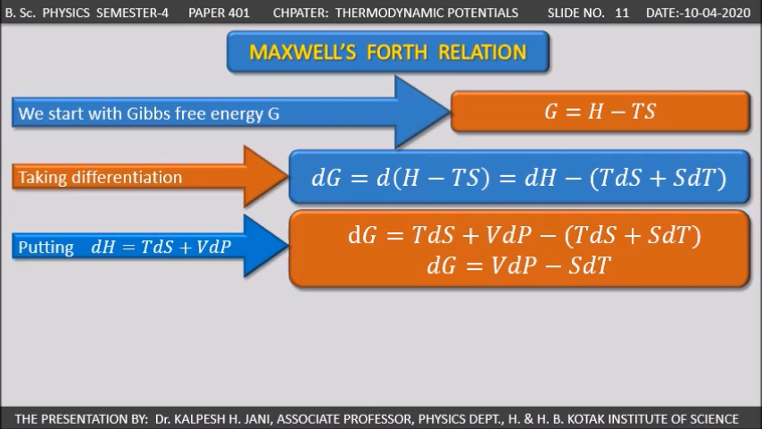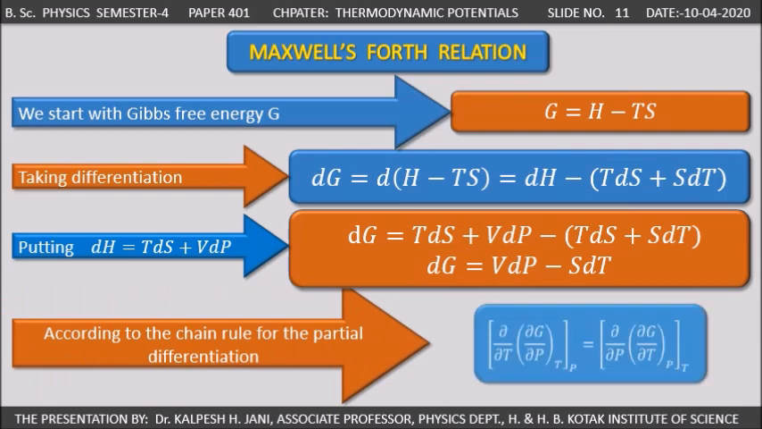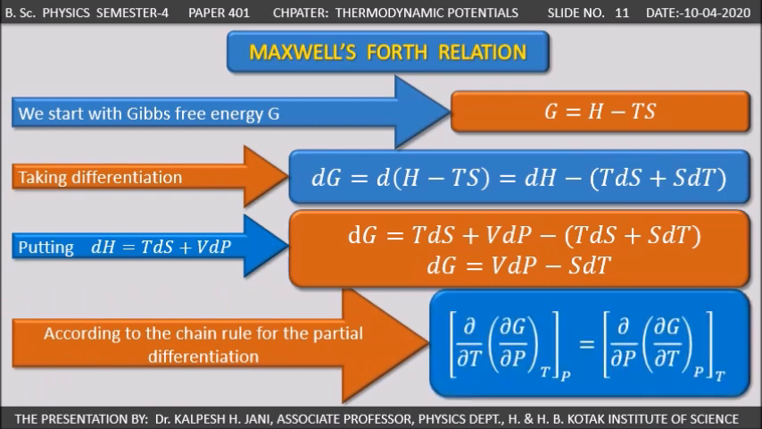Now, as you can see from the equation itself, G is a function of pressure and temperature. So there are two natural variables with which the Gibbs free energy can be differentiated. So we take the second order differentiation of G with respect to pressure and temperature. So let us proceed to do that.